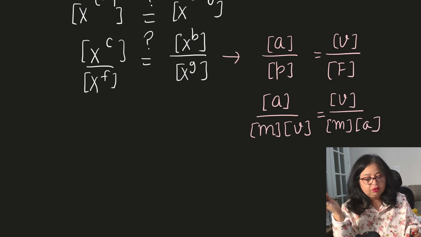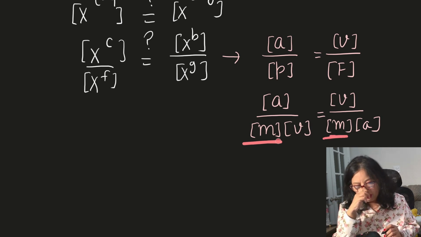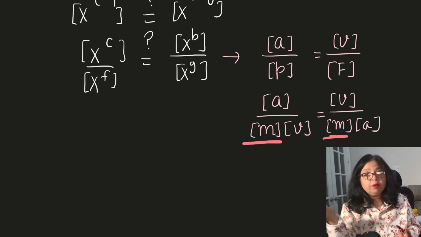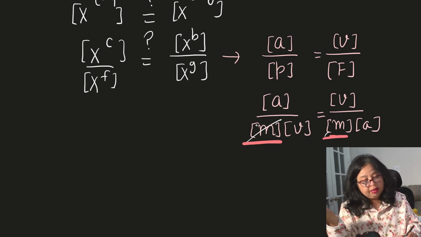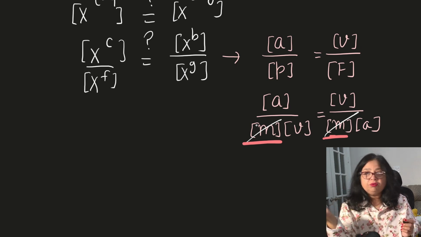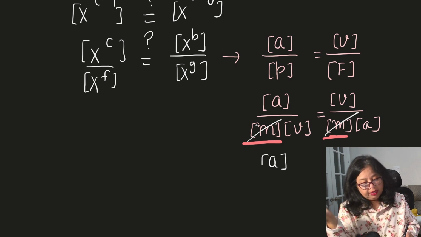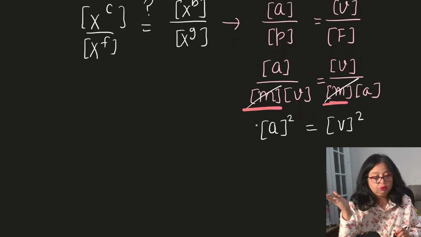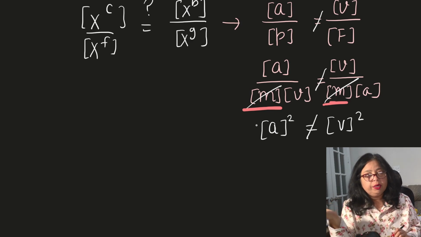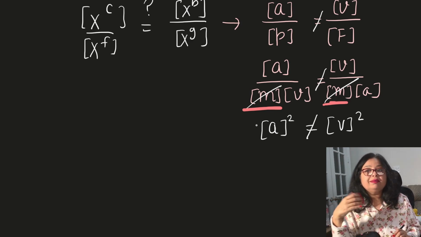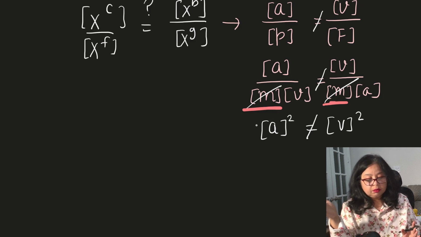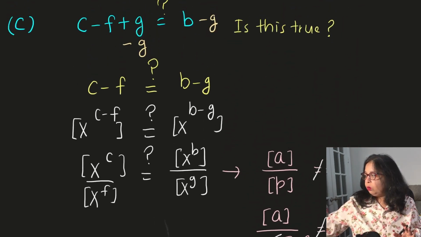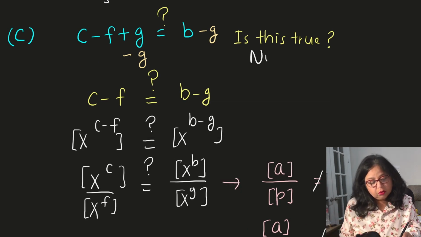Does anything cancel out? Yes, there's mass at the bottom of both sides. So if you multiply both sides by mass, m, these masses will cancel out. After that, there's nothing that cancels out. But you will get a squared equals v squared. Well, is this true? Absolutely not. A squared is acceleration squared and v squared is speed squared. They're not equal to each other. So just right here, just say no. This option C is not true.